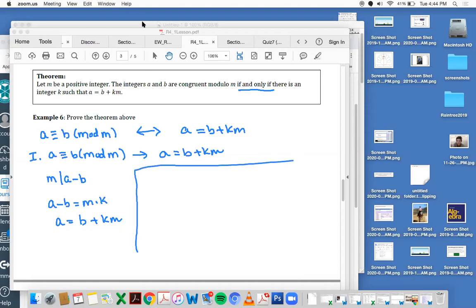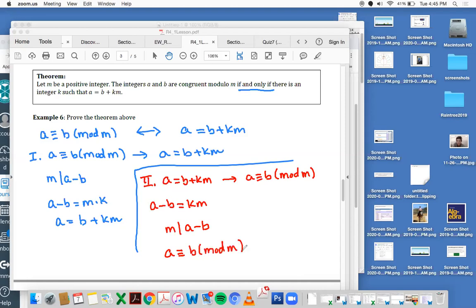Okay, now let's look at the reverse, which is basically the same steps but backwards in this case. So we're going to assume this is true, and we're going to try to prove that the congruency is true. Starting with this as my premise, I'm going to subtract B from both sides. I see that this number A minus B can be written as an integer times M, which means M divides into A minus B. And because M divides into A minus B, by the definition of congruency, that means that A is congruent to B mod M. Okay? Right, so that's how we established this theorem right here.